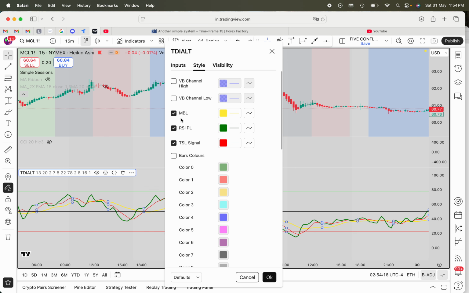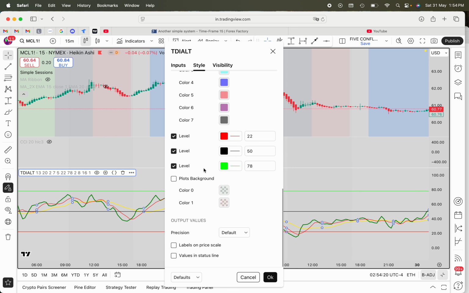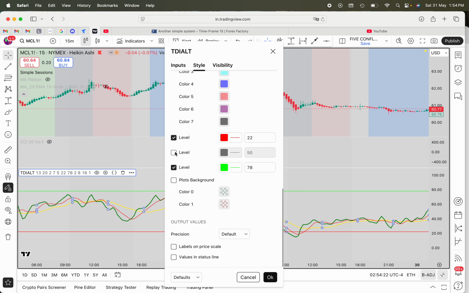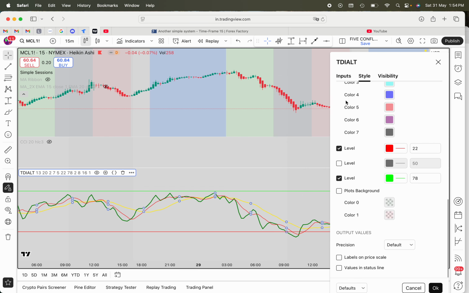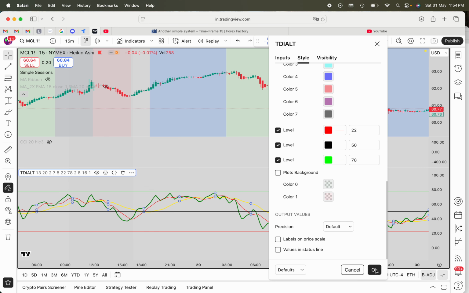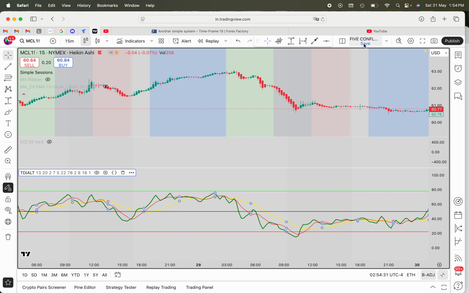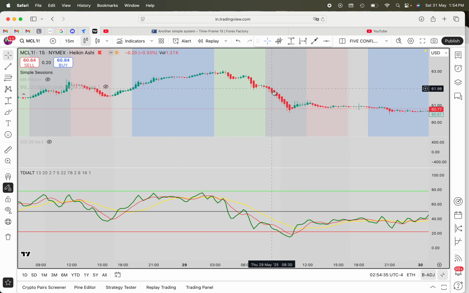Just here, just go to turn, where is it? Just turn off that middle line, and you can just trade it like that. But I like to just keep it there. It can't hurt. So that's basically it.